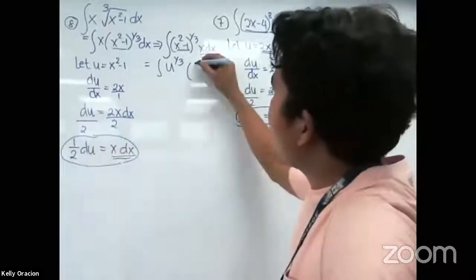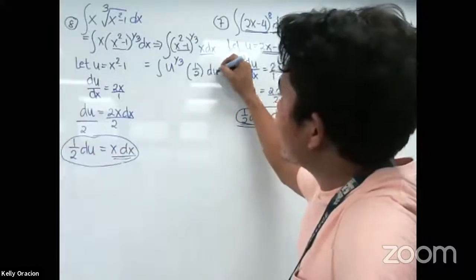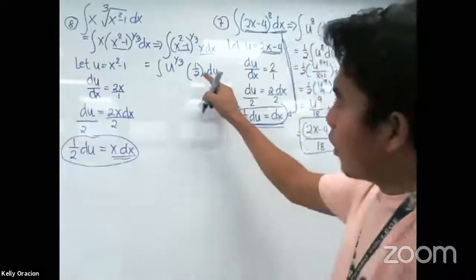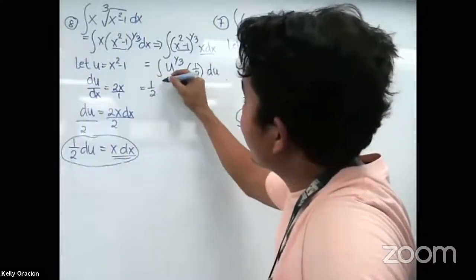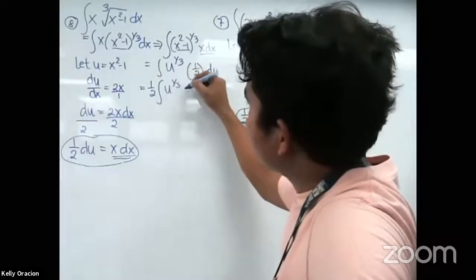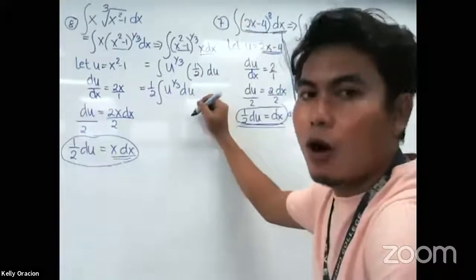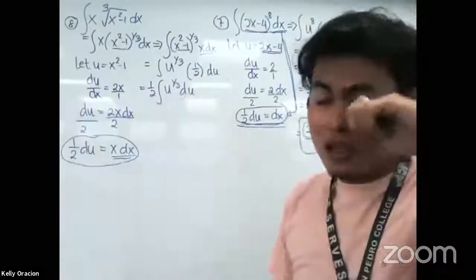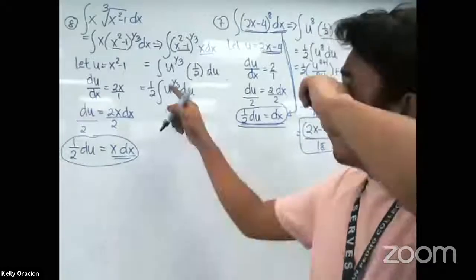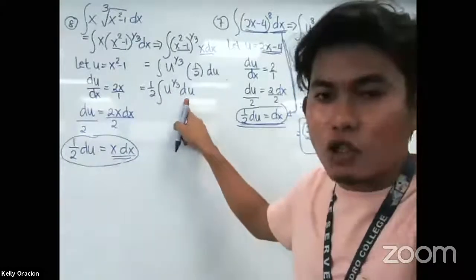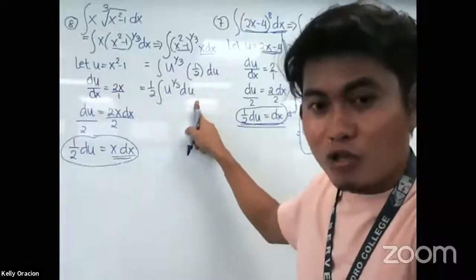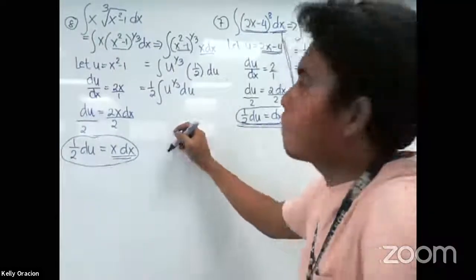That's 1/2 du. So there is a 1/2 constant to take out. So you have 1/2 u raised to 1/3 du. So in this case, it can now be solved. Again, it can be solved because we have u, and the variable of integration is also du. So u and du, so it can be solved.